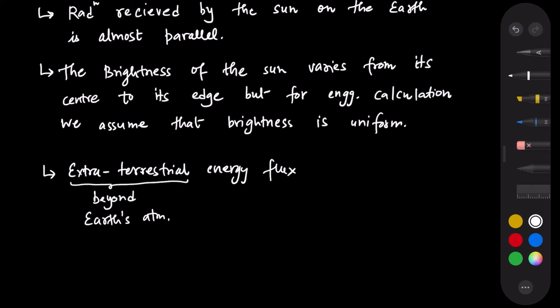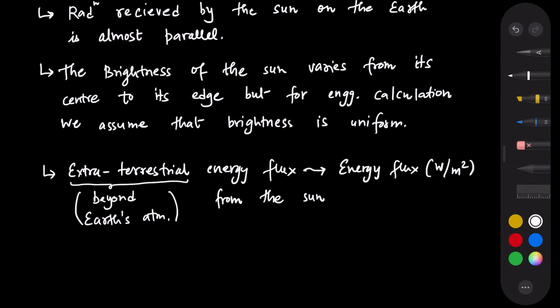Okay, so it means the energy flux. Now, since it is a flux, the unit is watt per meter square. Okay, so the energy flux from the sun outside the Earth's atmosphere. Okay, this energy flux did not enter the Earth's atmosphere. They are on the Earth atmosphere.